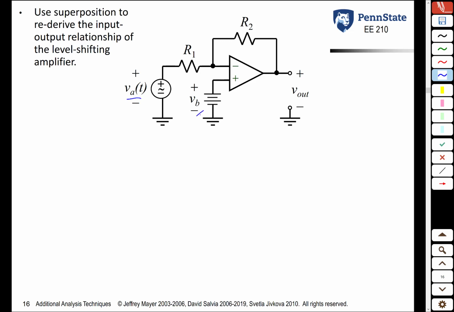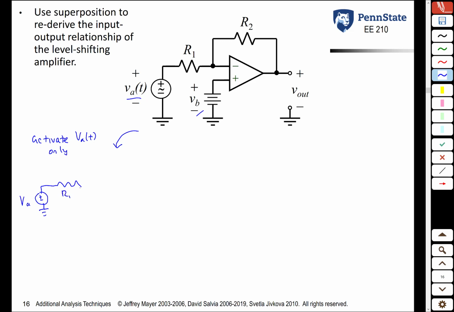You could look back in your notes to see what the voltage Vout would be. We're going to rederive this input-output relationship using superposition now. We're going to do this by breaking this circuit into two simpler ones. First thing we're going to do is we're going to activate VA only. So with only VA activated, here's our source VA.